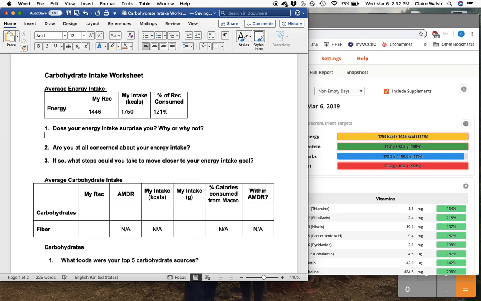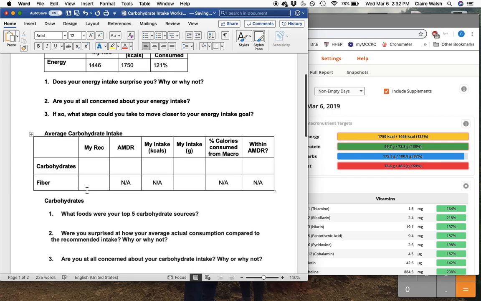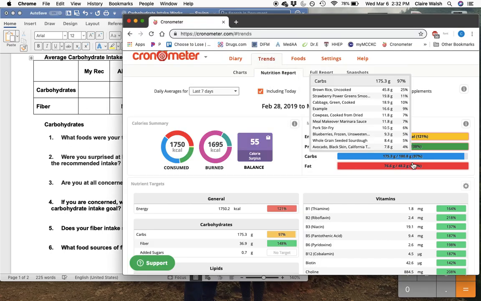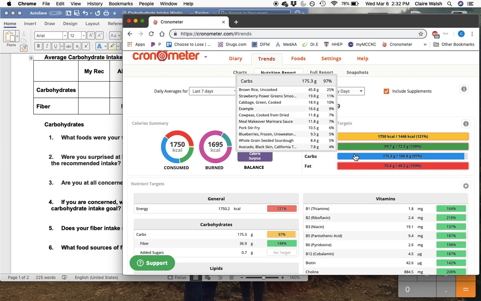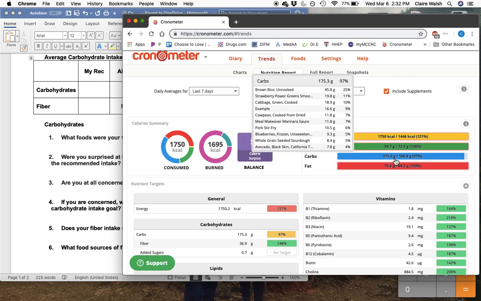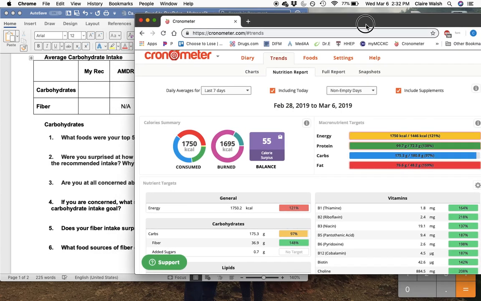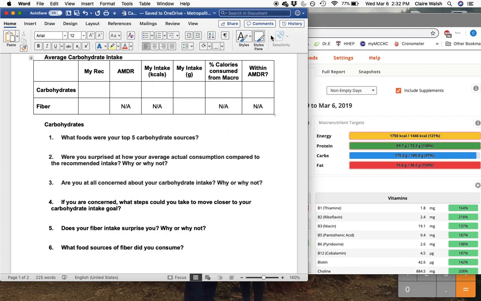So just make sure there's a space. I'd like your answers not to be bolded because it's easier for me to grade. And make sure to answer each part of the question fully and completely. So then we'll go down to average carbohydrate intake. And again, you can pull that from this macronutrient targets section. The carbohydrates are listed here in the blue bar. And I'm just going to move it over a little bit so I can see it better when we're looking at the worksheet.